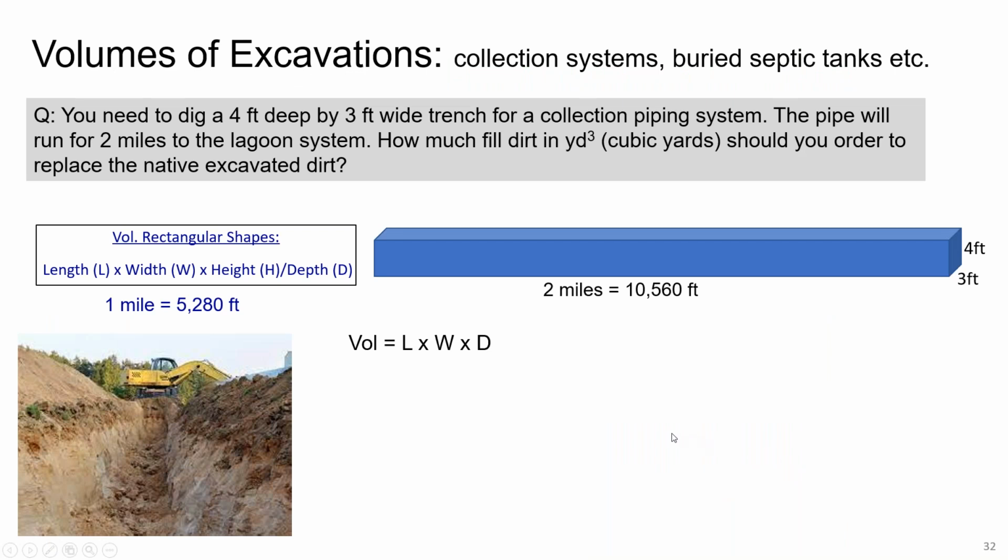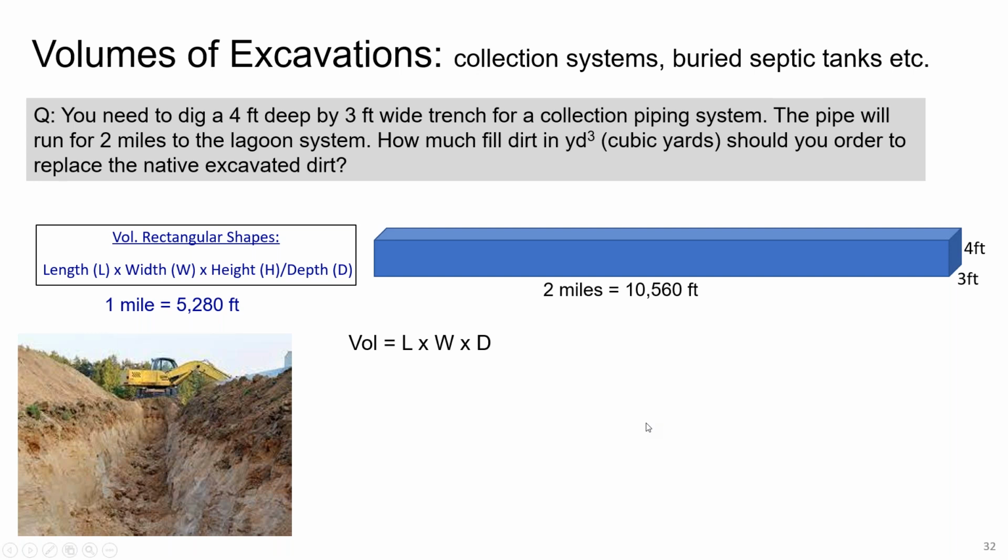Now, the last part of volumes that we're going to look at is the volumes of excavations, and we're dealing with collection systems of buried septic tanks. You might be required to do a problem that has something to do with excavations, so let's deal with that and learn how to do it. You need to dig a 4-foot deep by 3-foot wide trench for a collection piping system. The pipe will run for 2 miles to the lagoon system. How much fill dirt in cubic yards should you order to replace the native excavated dirt?